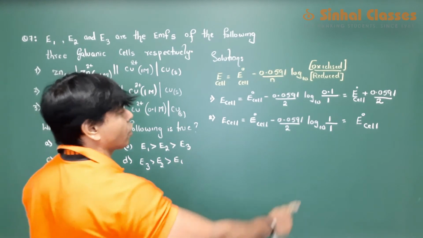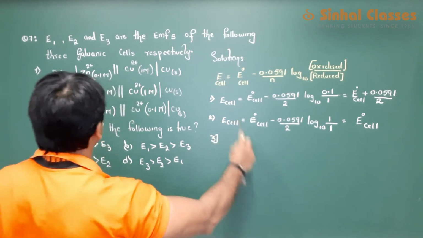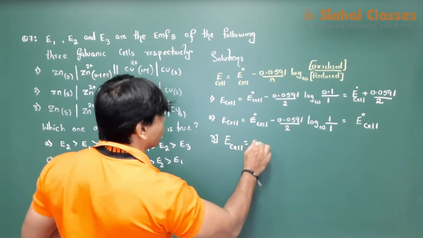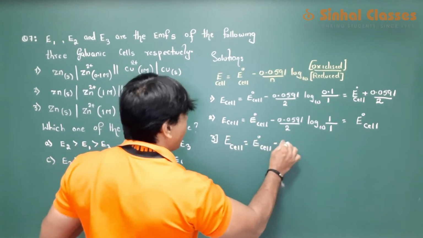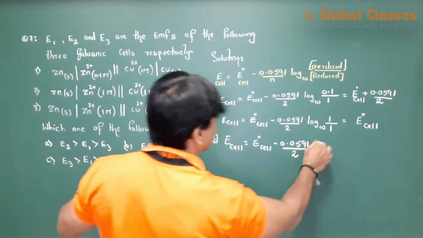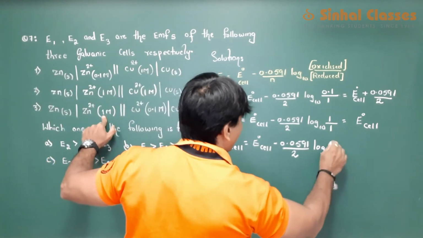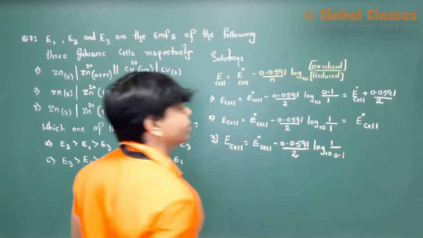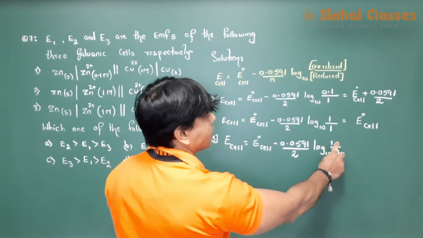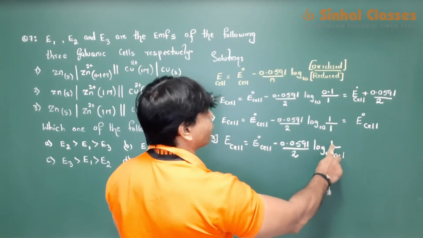This is nothing else but, after solving, equal to E naught of the cell. In the third case, E of the cell will be equal to E naught of the cell minus 0.0591 upon 2 log to the base 10 of 1 upon the zinc ion concentration, that is 1 upon 0.1. Now I can take it here, so 10 raised to minus 1 will go on the top, it will become 10, log of 10 is 1.